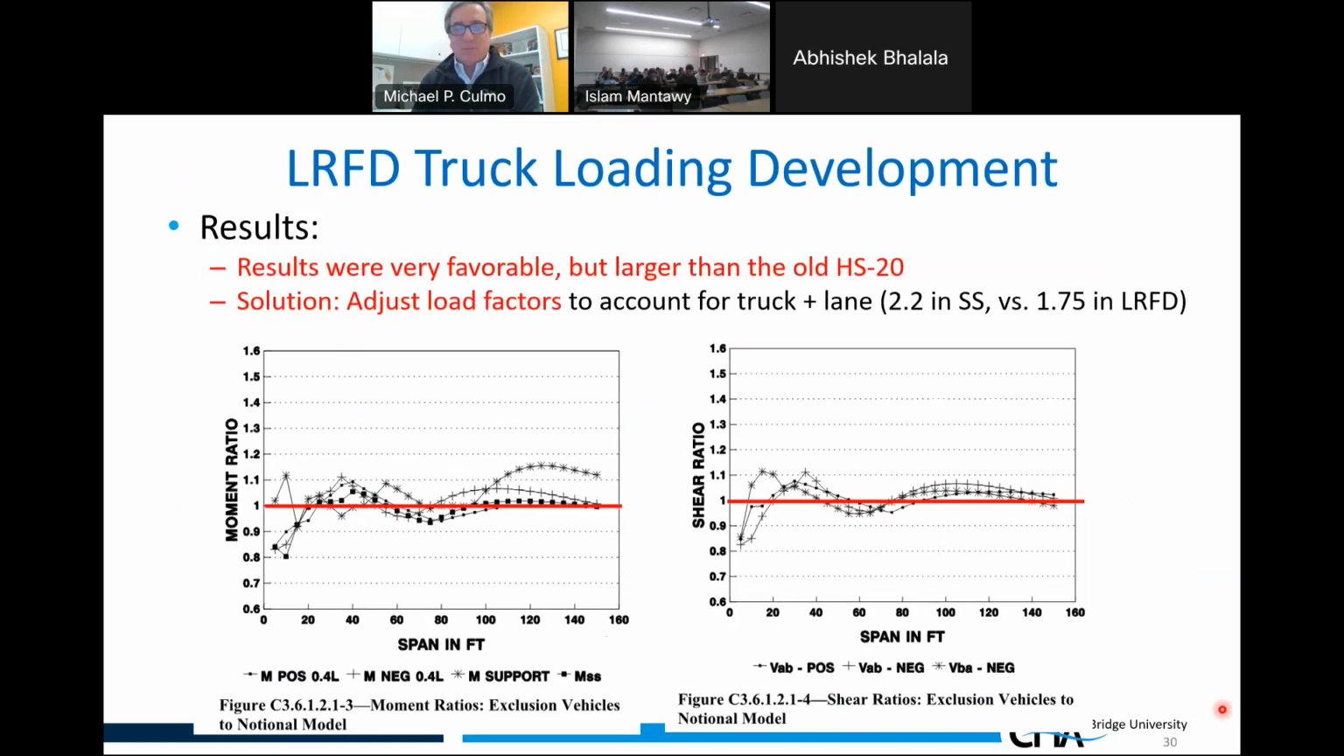But what's not in this plot was the actual plot was not at 1.0. It was up around 1.4 or 1.6, I think it was. It was up quite a bit higher because you are doubling the live load on the bridge. You're putting the uniform lane load plus you're adding more load to the bridge.